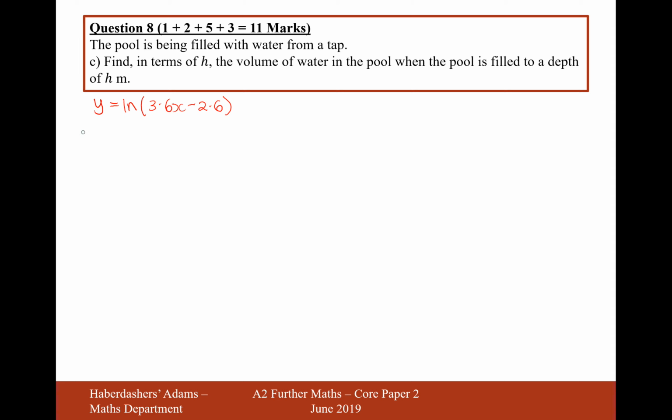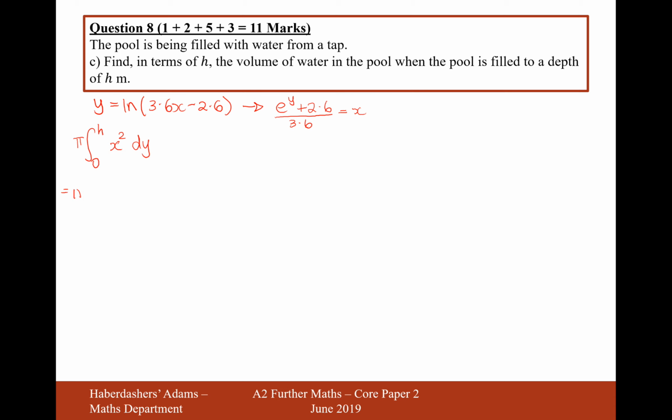So the formula for that is going to be pi times the integral. Now what height, it doesn't want it up to a particular height, just height h. So it's going to be the integral from h down to 0 of x squared dy. So what we need to do first is rearrange this equation to get x as the subject. So it's going to be e to the y plus 2.6, then divide by the 3.6 equals x.